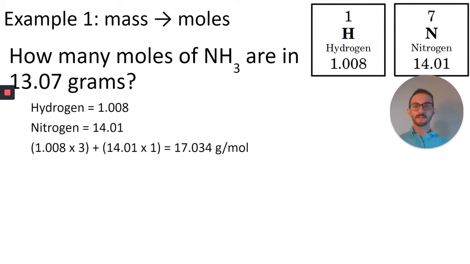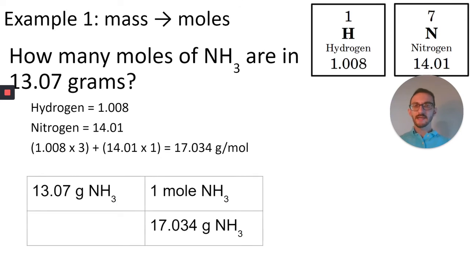So hydrogen being 1.008, we would add 3 of those because it's NH3, and then nitrogen 14.01. There's only 1 copy of nitrogen in the formula, so we would only add that once. And that's going to bring our total molar mass for the compound to 17.034 grams per mole. Once we have that ratio, we can take our initial mass, 13.07 grams, and multiply it by that ratio.